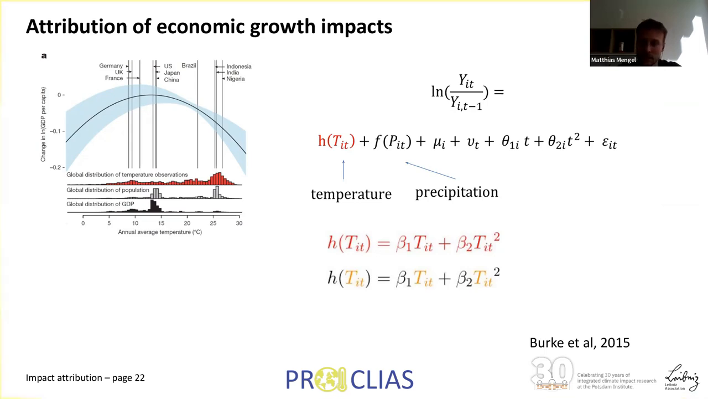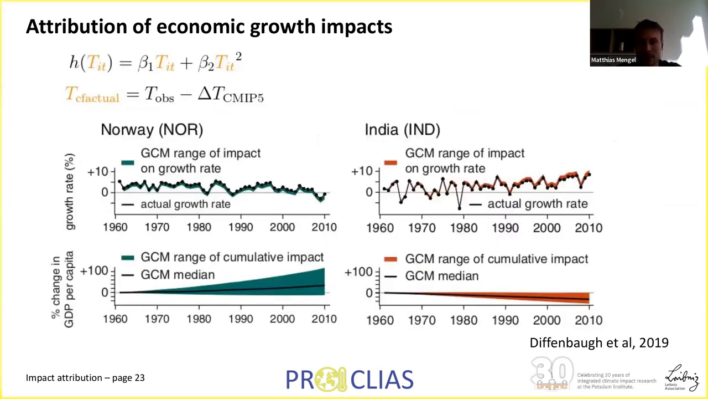To show you that this is not something completely out of the air, and on the other hand, it's also sad to see that it's already taken: there has been a study which did exactly what I just explained, with a slightly different definition of a counterfactual. It was by Diffenbaugh et al. 2019, published in PNAS. They constructed the counterfactual using the historical record of temperature observations, and they calculated from CMIP5 models a trend that they subtracted from this observed temperature to get their counterfactual.